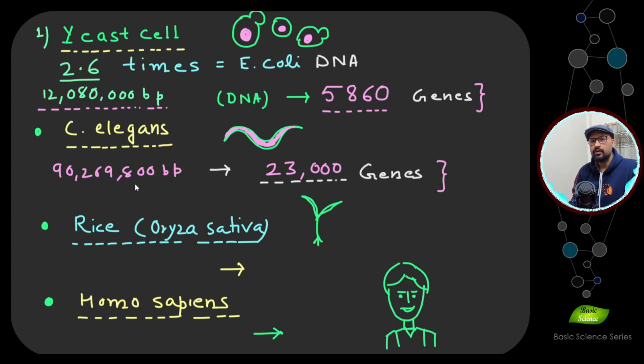Okay, moving on to the rice, which is Oryza sativa. This is the scientific name of rice, and I'm trying to represent it in the form of a plant, right? So how many base pairs of DNA are there? 3 0 7 0 1 2 8 6 0 0.